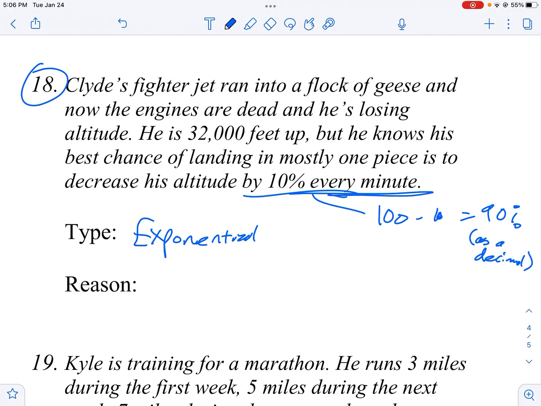You still have to be able to convert percents to decimals. We'll put that constant growth factor of 0.9. 90% is 0.90 as a decimal. If you're trying to figure out how much it's going to be in 1 minute, you take what you currently have and multiply by 0.9, because that's 90% of what you once had.